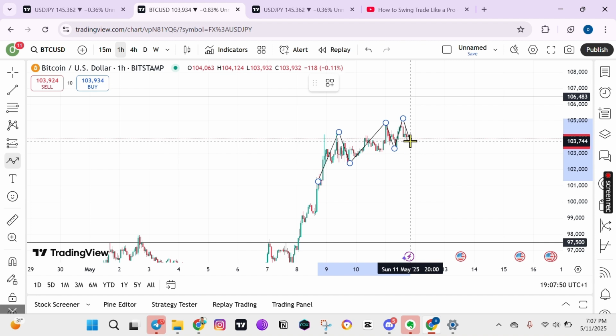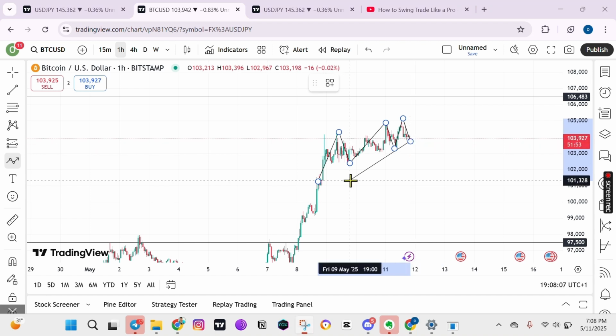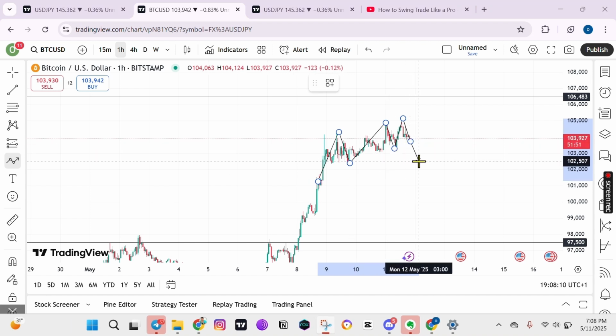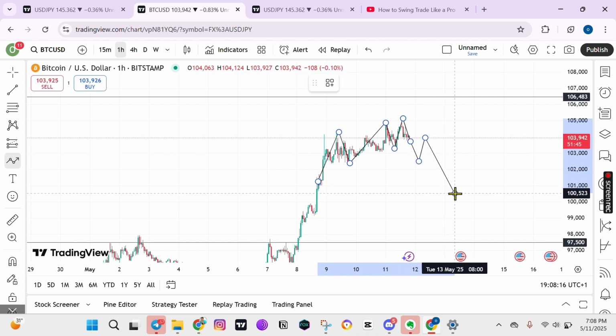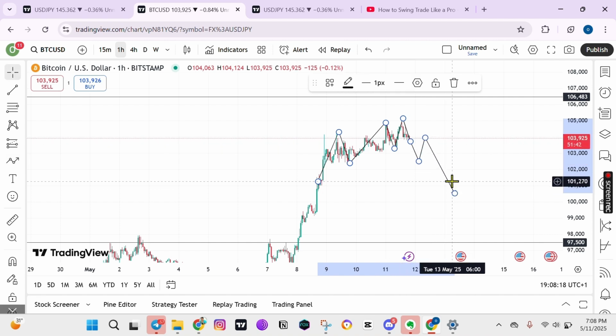Now guys, don't take a sell from me. As you can see, the market is giving you buying momentum. Wait for the market to come and give you a lower low, then you sell. If the market did not give you any lower low, just know that the market is still bullish.